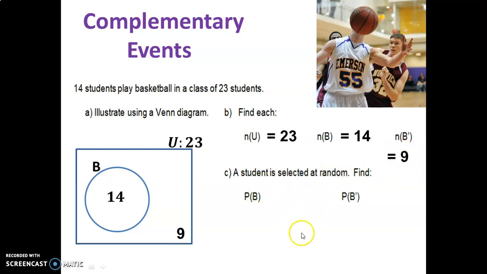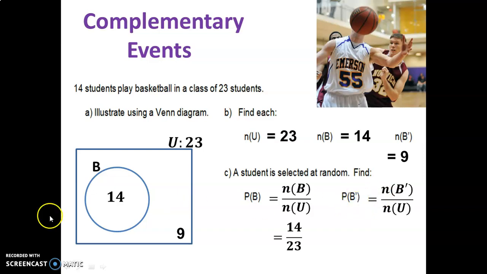Now let's try this question. Okay, in this one, to find probability, remember that n of something just means the count, but probability means the count of those things divided by how many are in the universal set. So for probability of B, if we were to randomly select a student, we have 14 students out of the 23. So notice here we just had n(B), but here we have probability, which is n(B) over the universal amount. And the probability of choosing a student that is not a basketball player, so outside of the B circle, we have 9 out of 23.